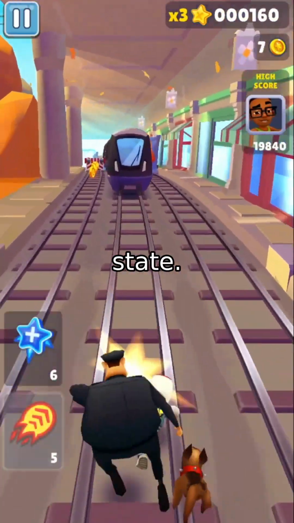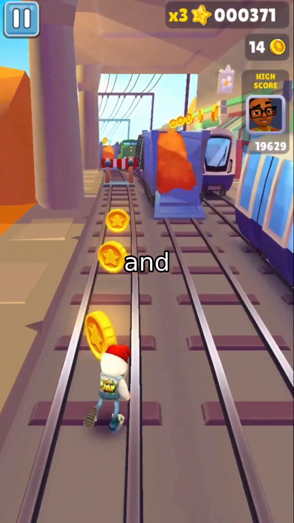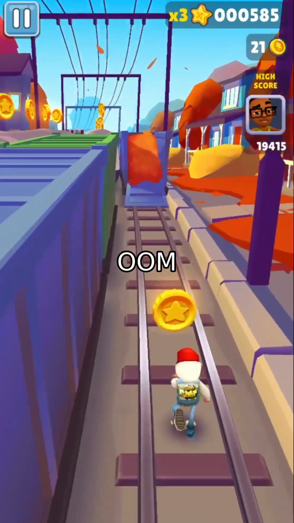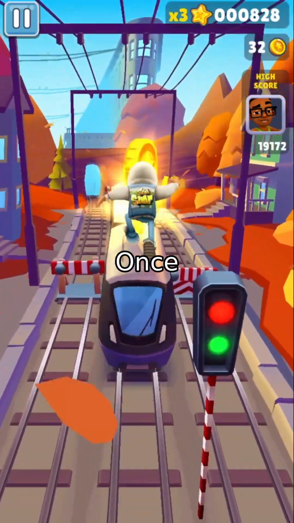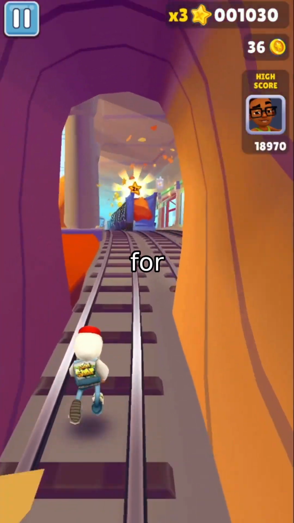Finally, there is the discard state. If a frame's curvature is below the lowest threshold, it's deemed redundant and is dropped entirely. To keep the memory footprint constant and avoid OOM errors, the system uses a strict first-in first-out eviction policy. Once the memory bank hits its maximum capacity, the oldest tokens are removed to make room for new ones.